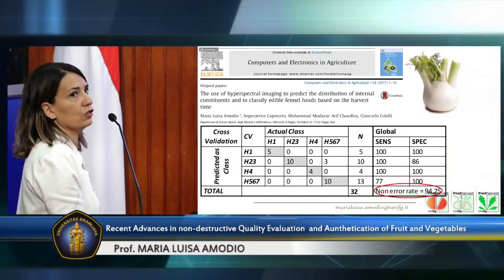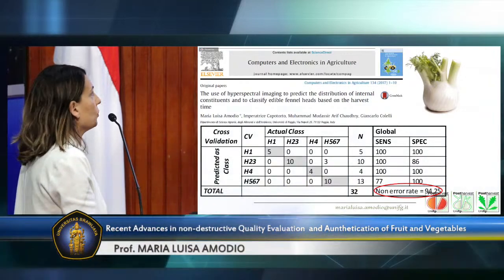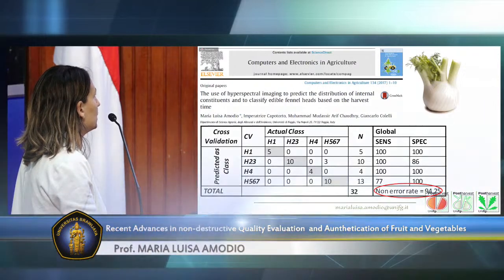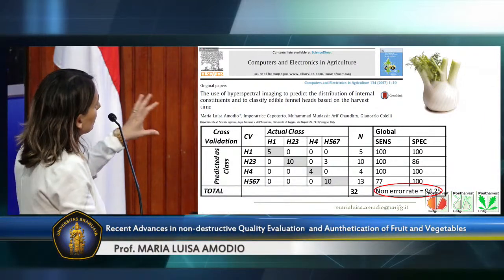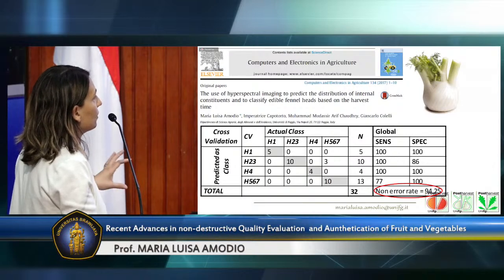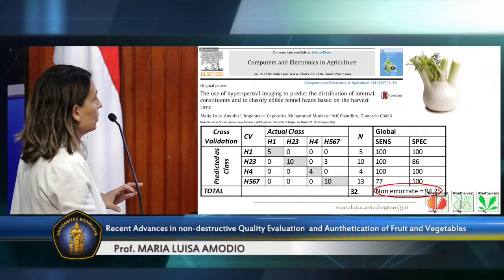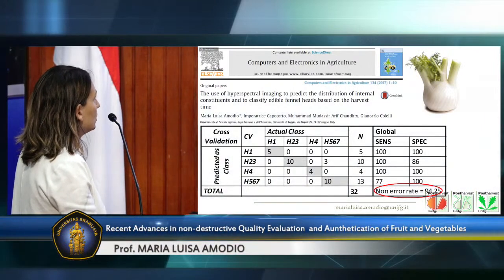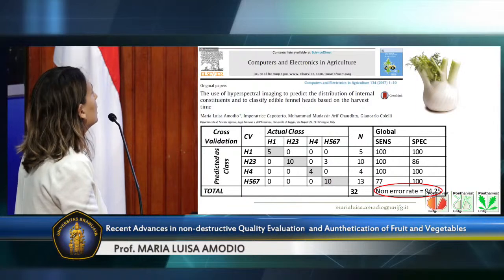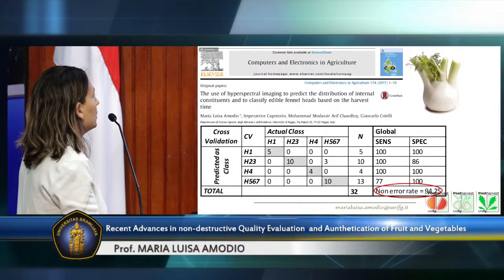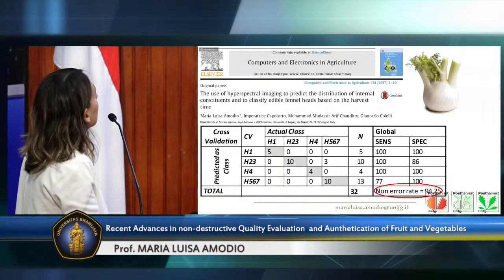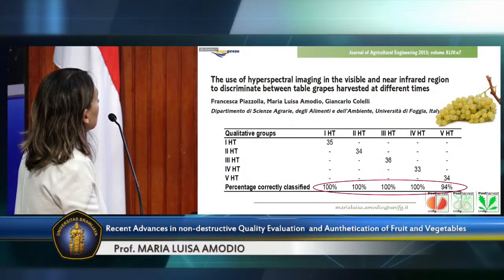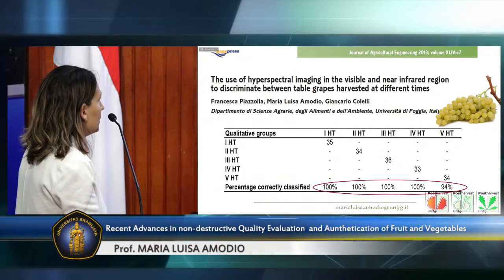This is fennel. I showed you before the distribution map of the sugar. Also in this study, we discriminated among different harvests. Actually, there were 7 harvests, but doing it one by one was giving lower performance. But grouping different harvests, like harvests 1, 2, and 3, 4, and 5, 6, 7, could give a 94% non-error rate. The same on grapes, we could discriminate 5 harvest times.